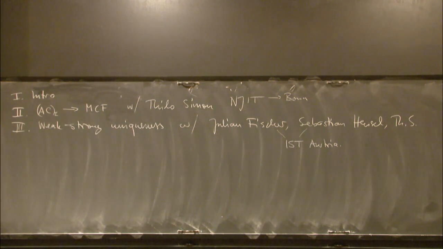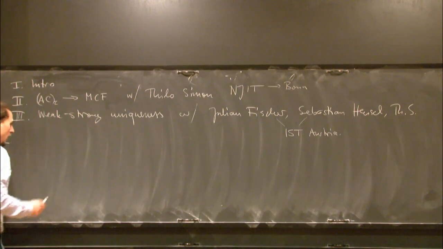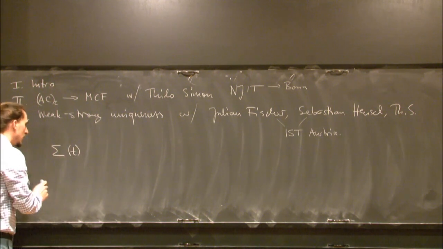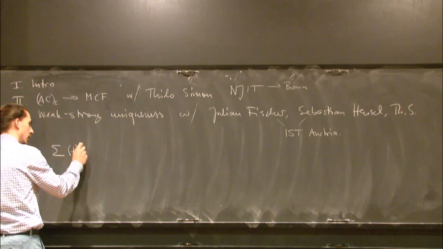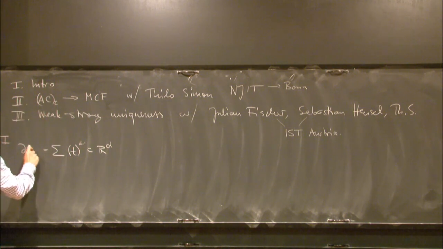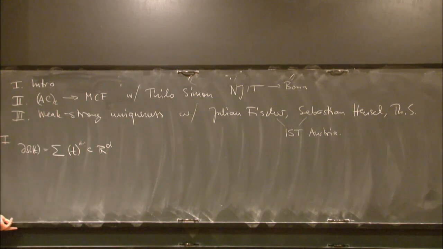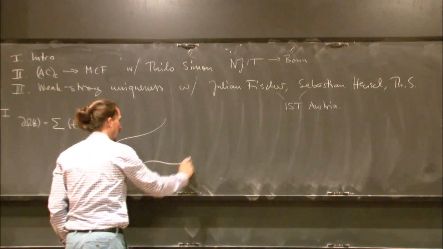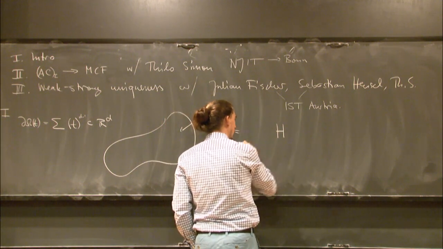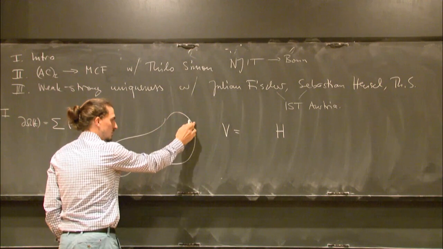So let me first give a very short introduction, so that we are all on the same page when I say mean curvature flow and multiphase mean curvature flow. So I will always think in this talk of hypersurfaces. So we have a one parameter family of hypersurfaces, say in R^d. And I'll always think of these as boundaries of some open set. So this is the picture. And they evolve according to, so this is driven by surface tension, the normal velocity is proportional to the mean curvature.